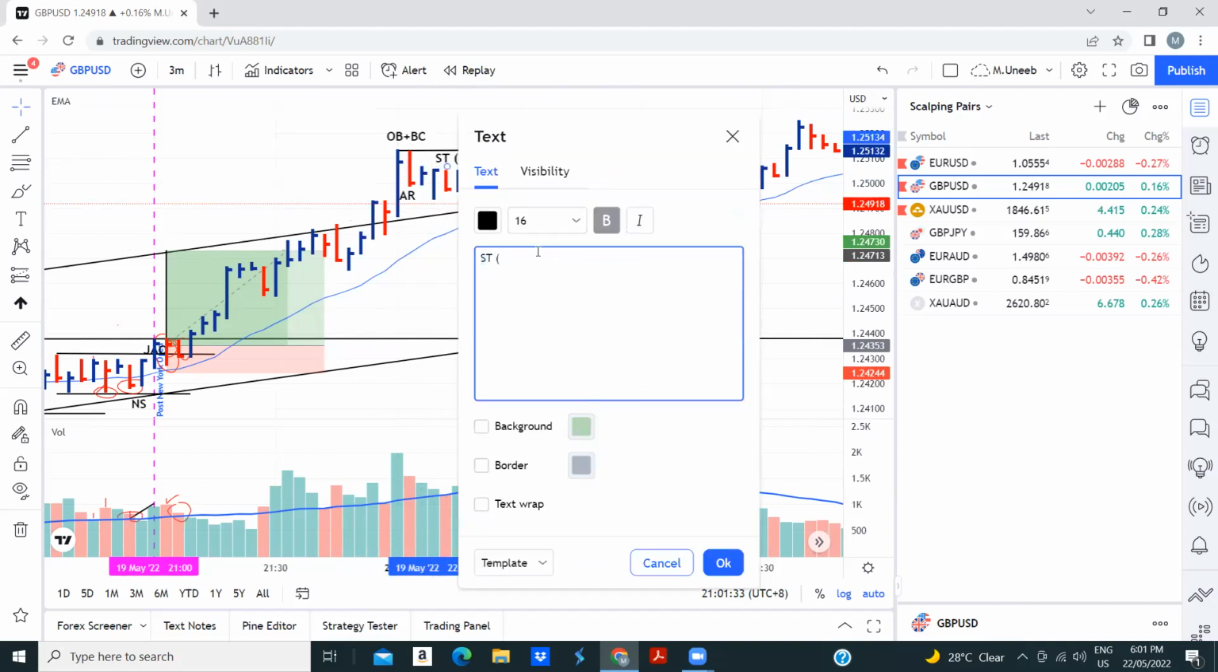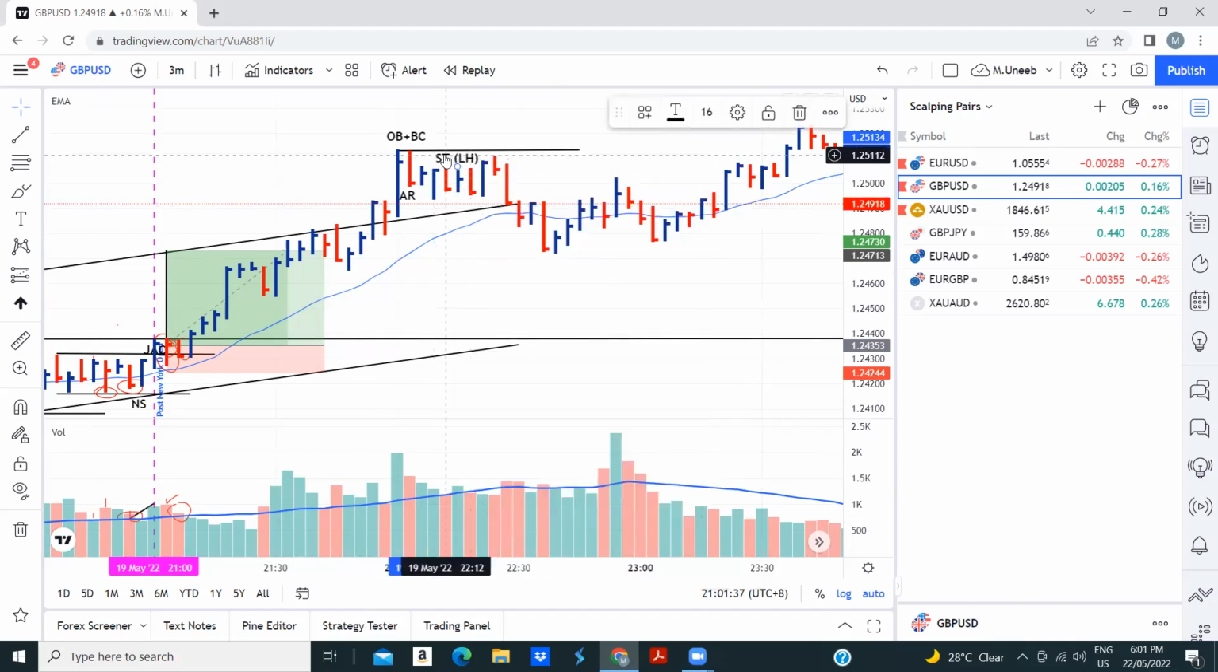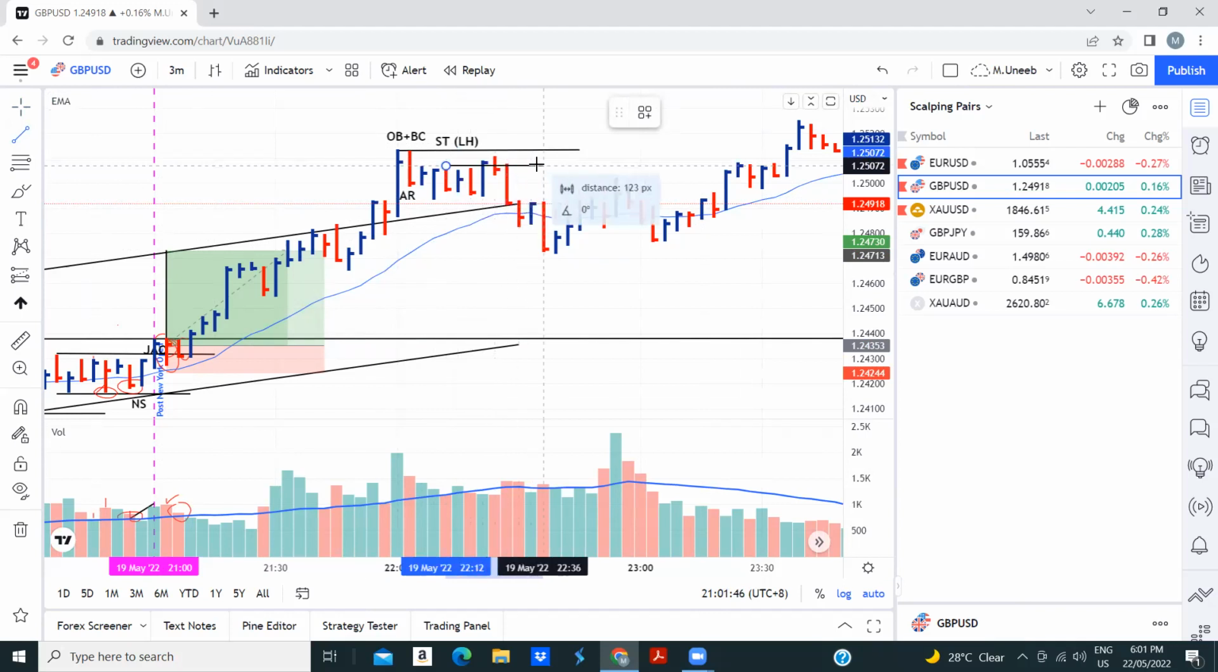Secondary test also has one quality, which is lower high. Secondary test is also lower high. And once we notice this secondary test was a lower high, as I told you, we can draw a small trend line over this one. We can make it a dotted line, as I told you before.